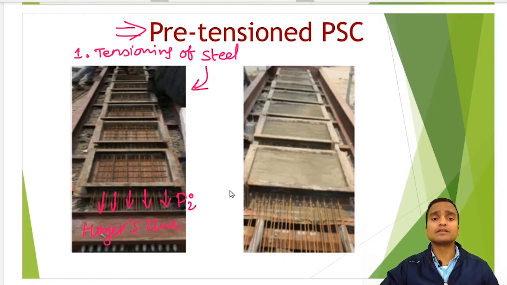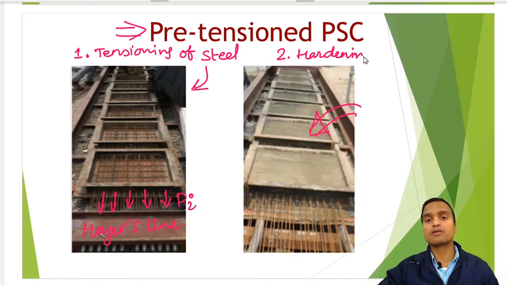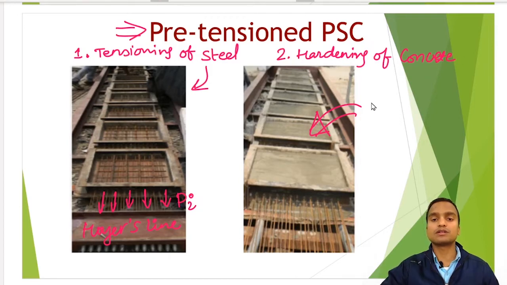When the tendons are tensioned or stretched, after that we pour concrete on them and allow the concrete to cure and harden in the second stage. So the second stage is the hardening of concrete. Concrete hardens generally in 28 days, and after that we cut these wires in between these slabs. Each of these slabs will be called a pre-tensioned PSC slab.